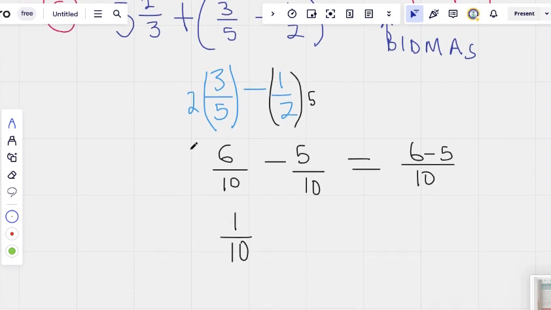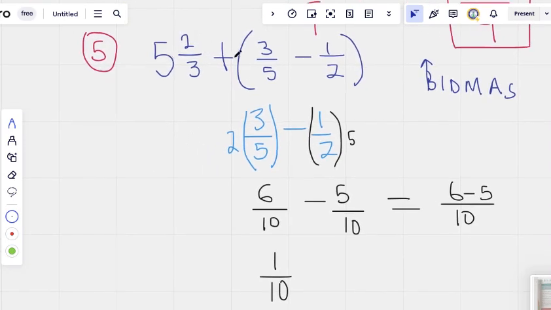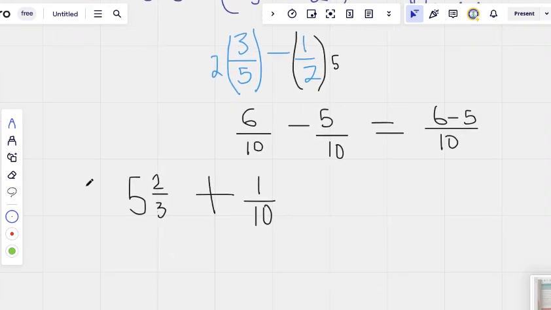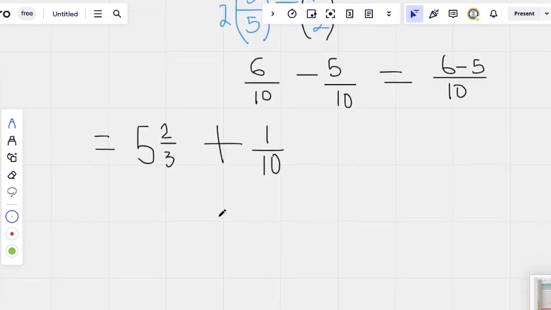So that 1/10 will replace the bracket. You say this plus 1/10. So what I have now is, I write the plus here, and I write my mixed fraction, 5 whole number 2/3. So I change this fraction to an improper fraction so I can continue. We already explained how to do that.